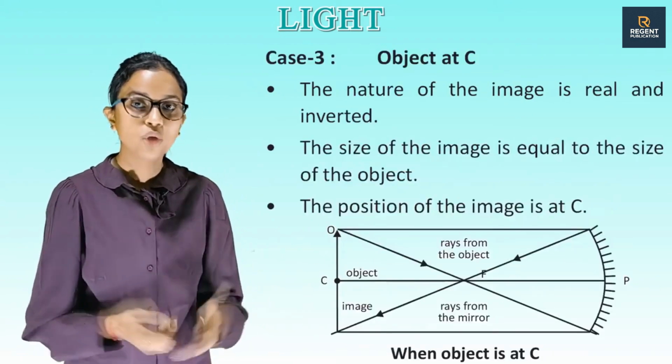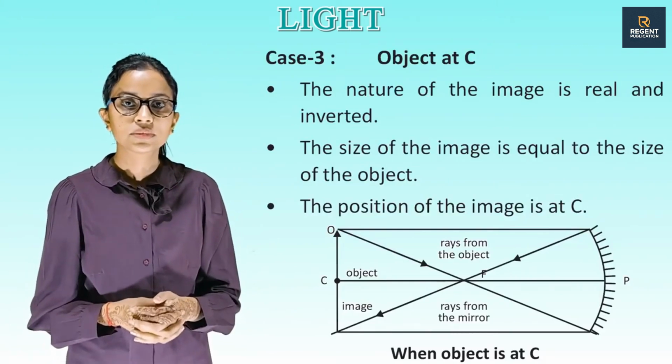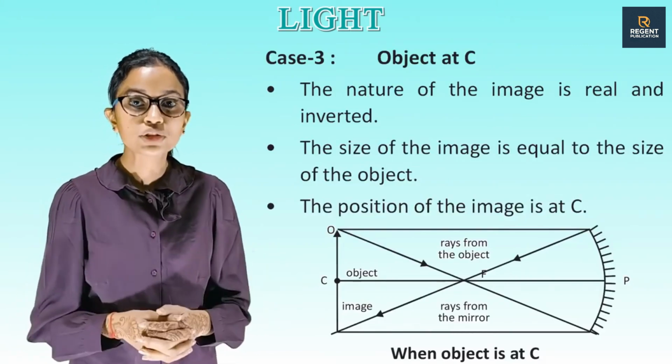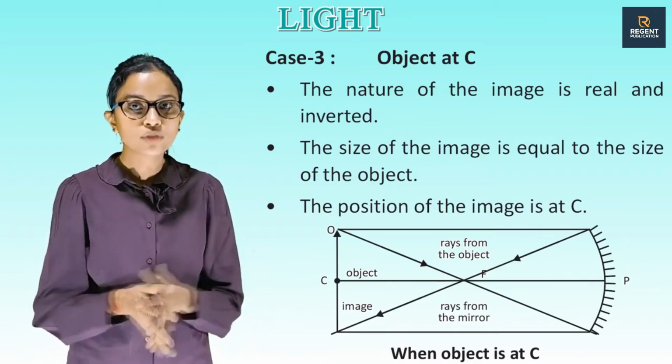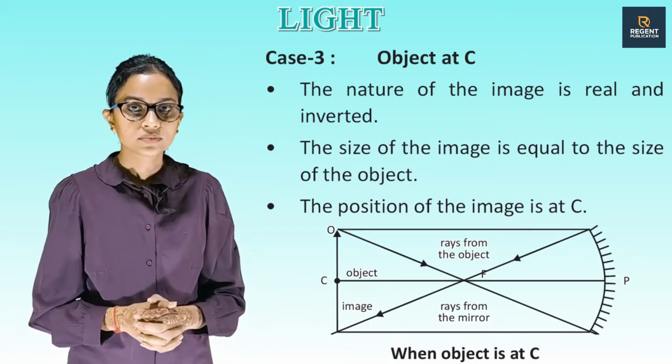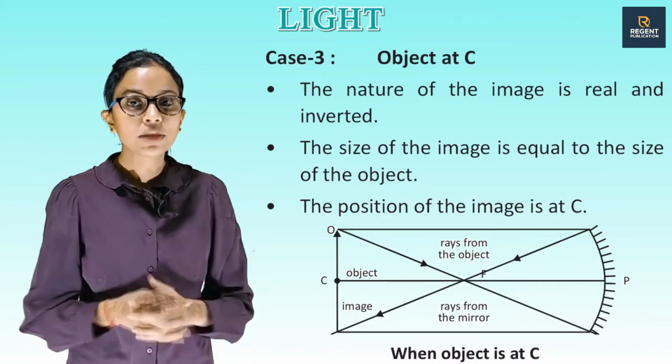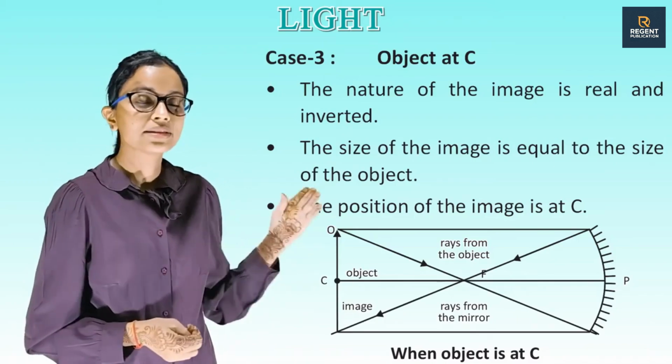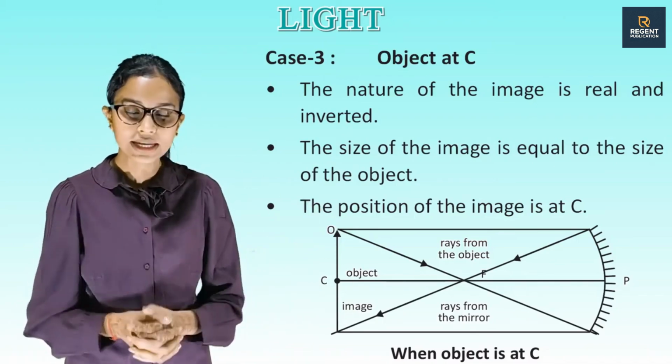Case 3: Object at C. The nature of the image is real and inverted. The size of the image is equal to the size of the object. The position of the image is at C. This is the diagram showing when the object is at C.